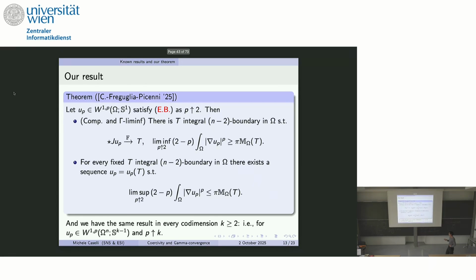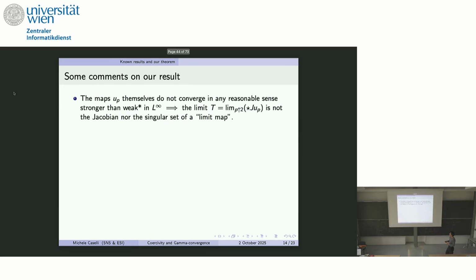And actually, we have the same statement in every codimension. This is the statement for codimension 2, and maps with values in S^1. But if you read our result, it is for maps with values in k-dimensional spheres for any k greater or equal than 2 and p tends to k. Just that here I focus on codimension 2. So, some comments on our result. Let me check the time. Not too bad.